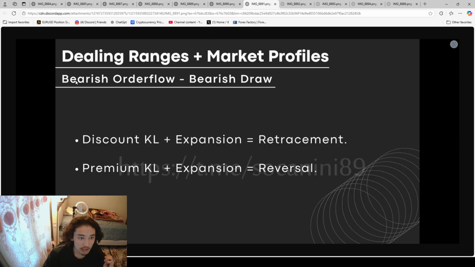So now let's look at bearish order flow plus bearish drawn liquidity, right? Discount key level plus expansion equals a higher time frame retracement. Lower time frame, it might be a lower expansion. You can see lower time frame expansion, higher time frame retracement. A premium key level plus an expansion equals a higher time frame reversal. So this is bearish order flow and the drawn liquidity is bearish as well, right?